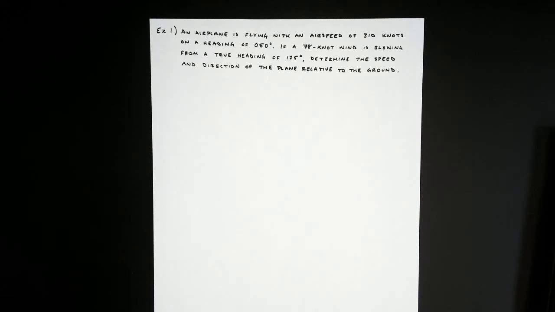Hello everyone. Let's take a look at an example for the applications of vectors. Specifically in this case we're going to be using the resultant vector to help us find our answer. So I have an example here.